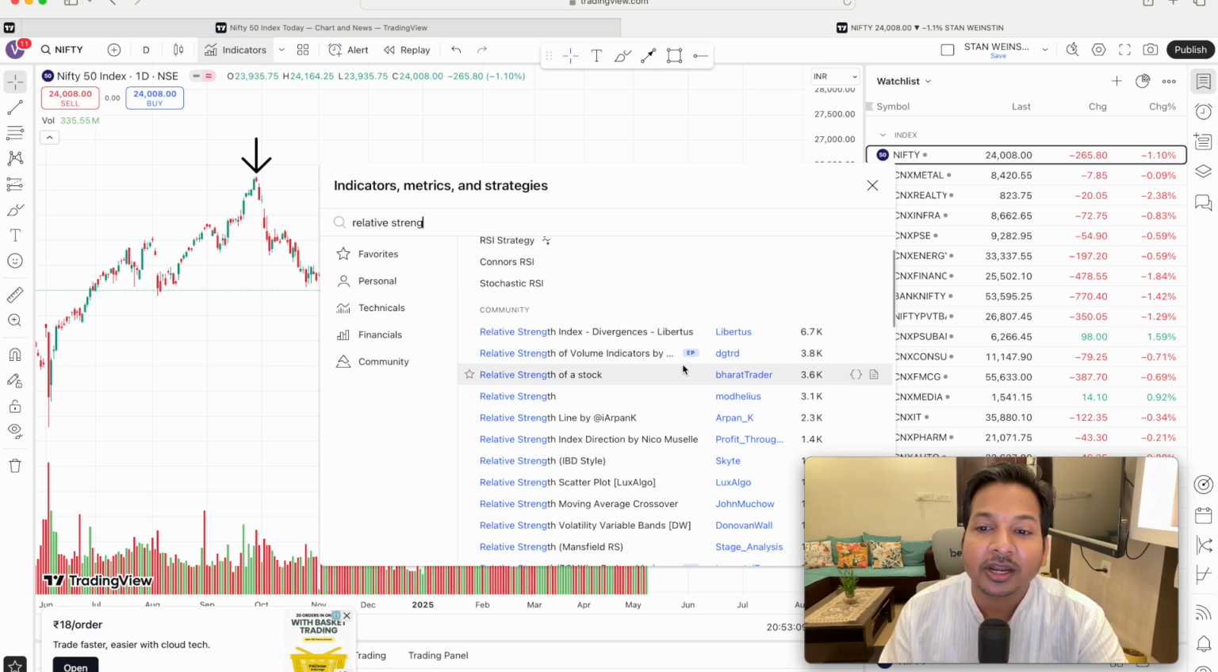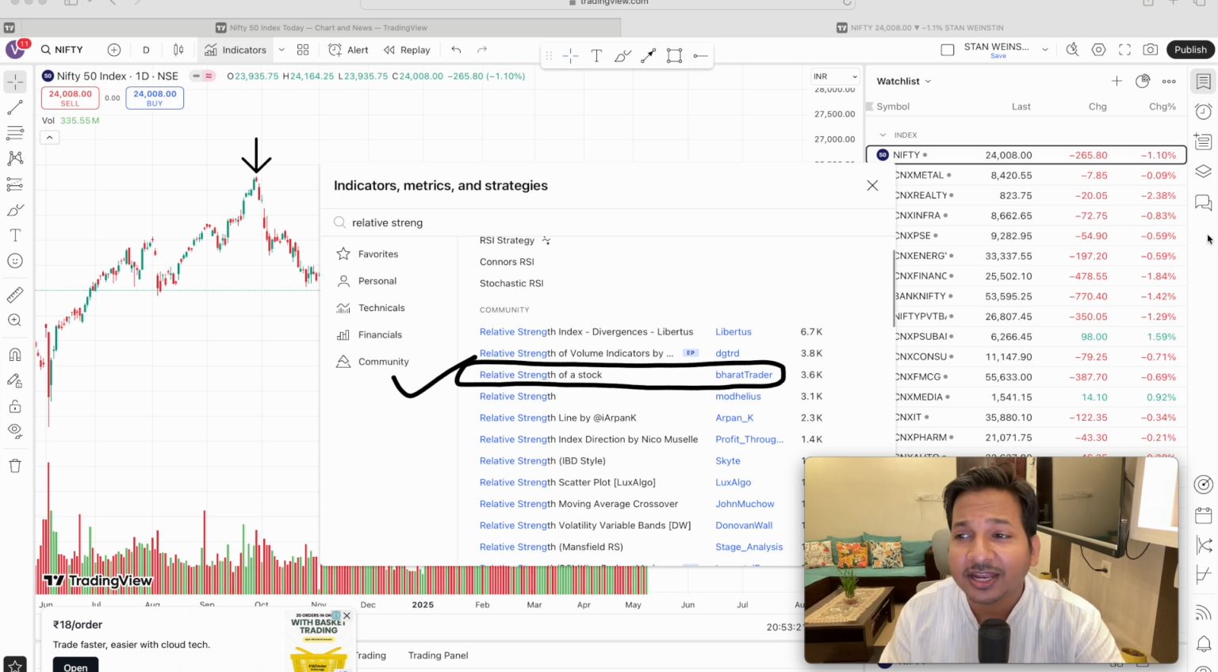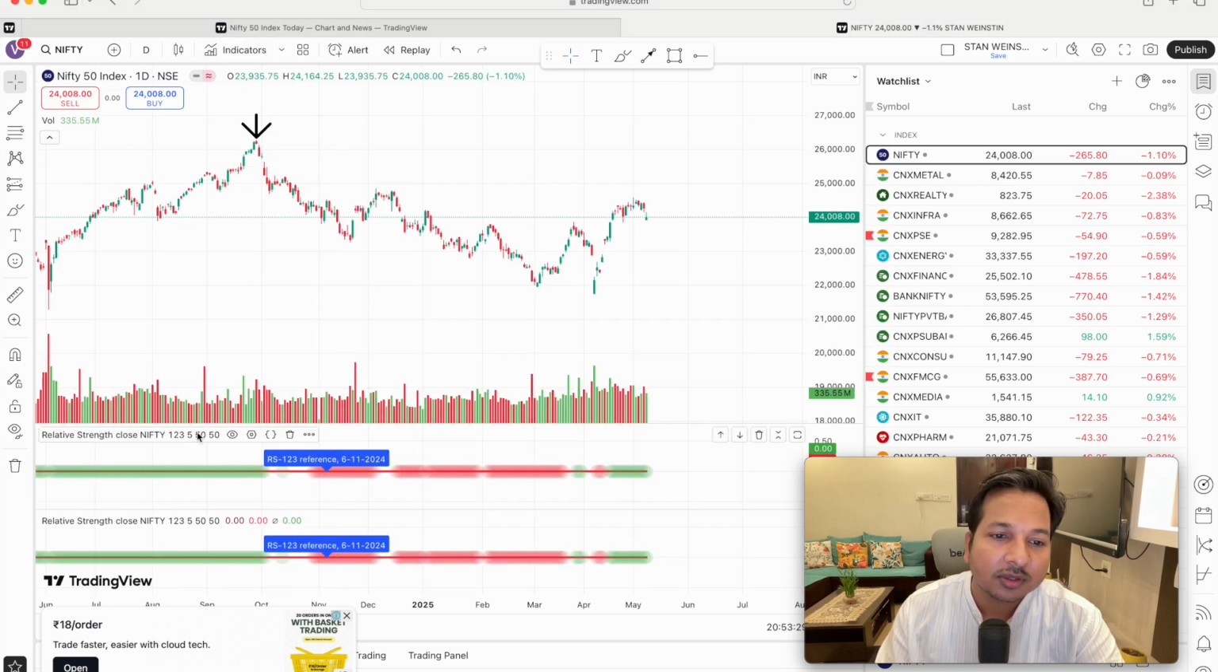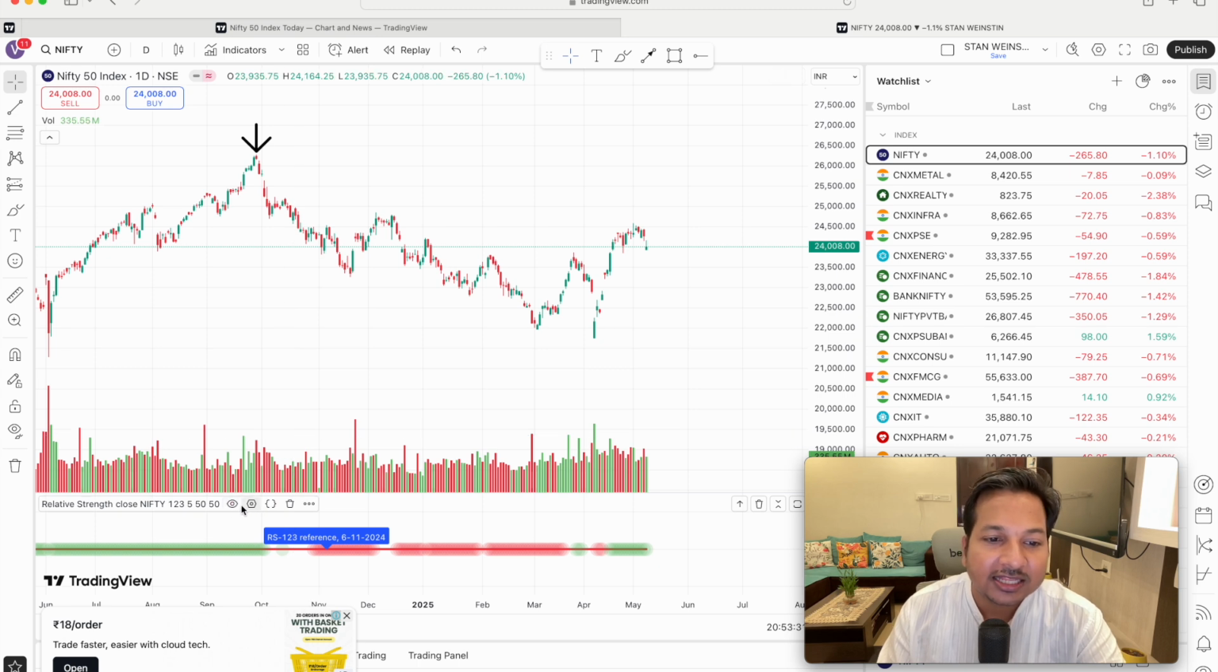But we are using the Bharat Trader indicator, relative strength of a stock by Bharat Trader. If you use this one, the setting is already with Nifty. It is a very simple indicator. You apply this indicator to your chart, and it comes at the bottom. It came twice, so I will delete one. Here it is comparing for 123 working days. In the settings we have to change this 123 number, because it is the default setting. This is called ARS 123.